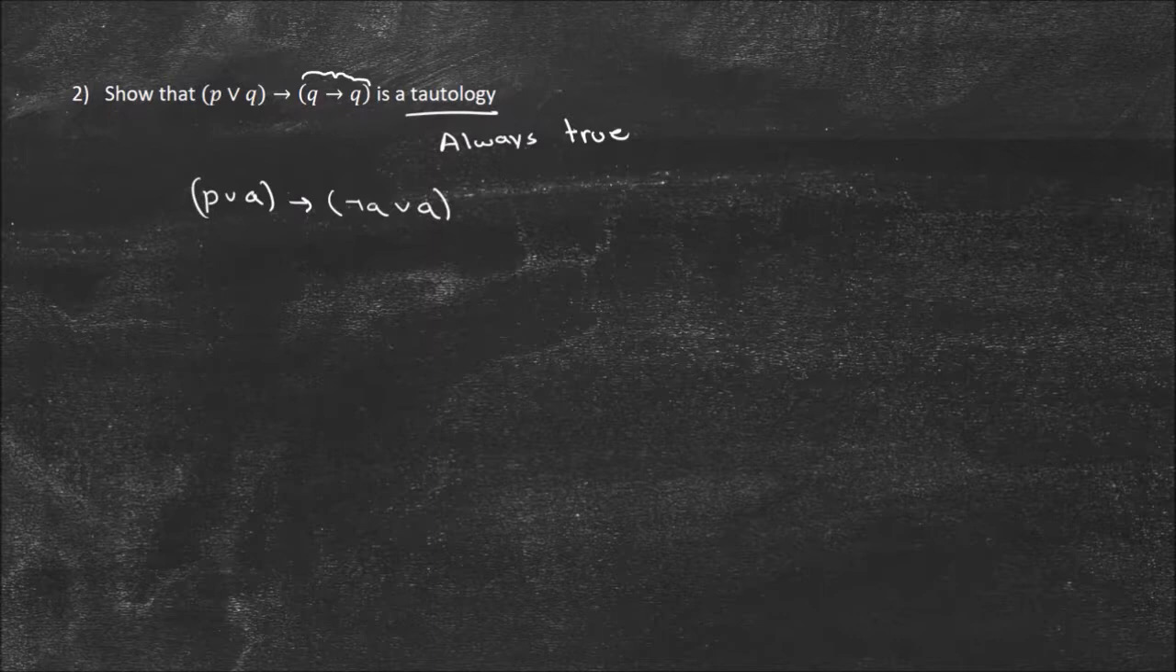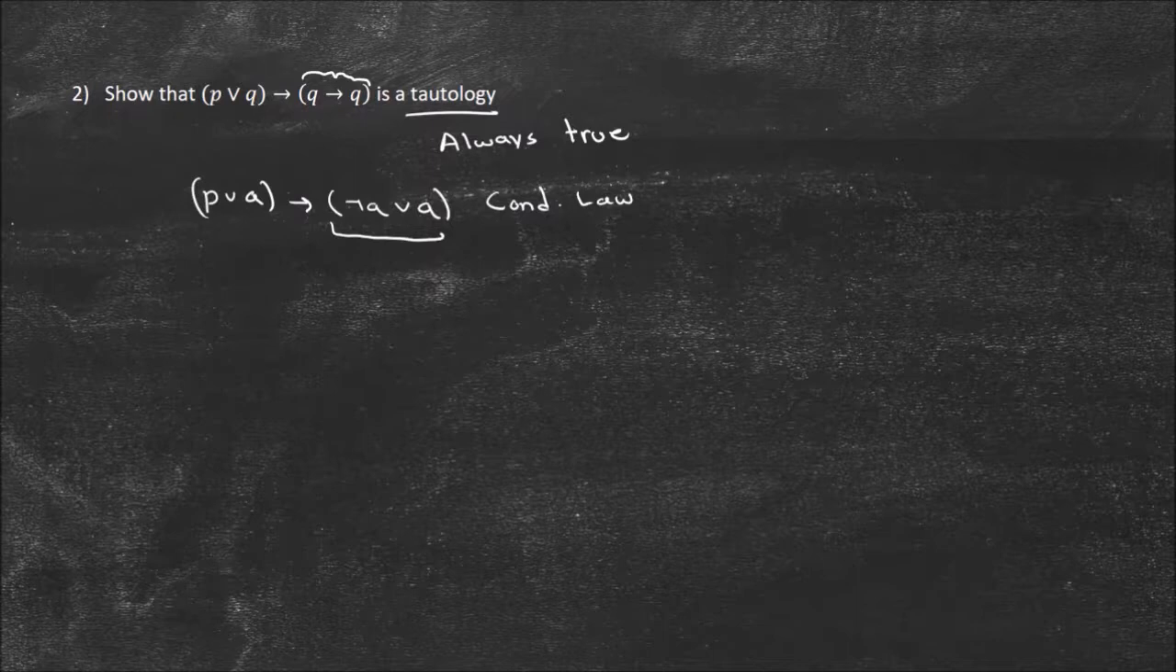Now, what I did there was conditional law. So now let's take a look at this. What can I simplify this guy to? Not Q or Q. Well, that's just going to be true all the time, right? I have to be one or the other.